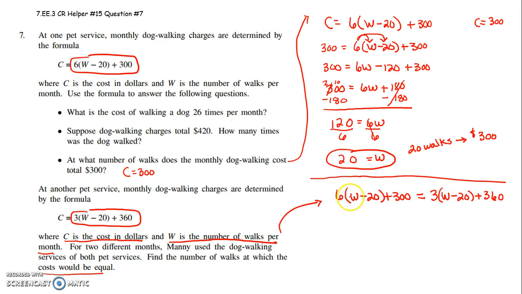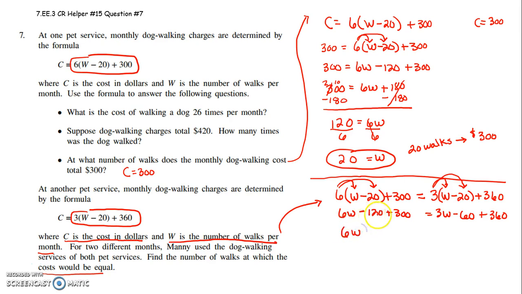And this is interesting because this is actually an 8th grade level problem. So I'm not sure if your teachers will have you guess and check for this, or if maybe this problem needs to be modified on the CR. But in case I don't modify, I'll go ahead and I'll walk you through this. 6 times W is 6W. 6 times 20 is 120 plus 300 equals, I'll distribute a 3 through here, 3W minus 3 times 20 is 60 plus 360.